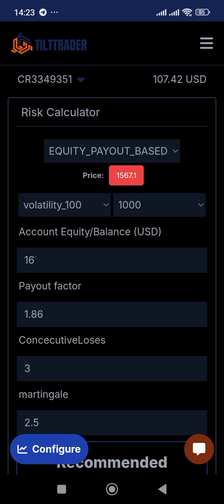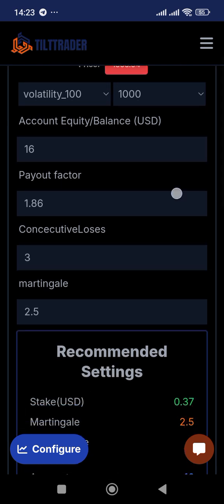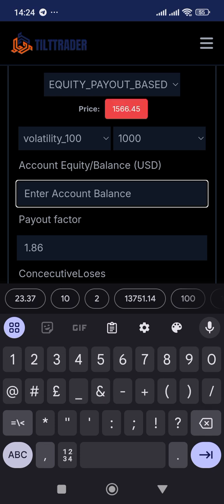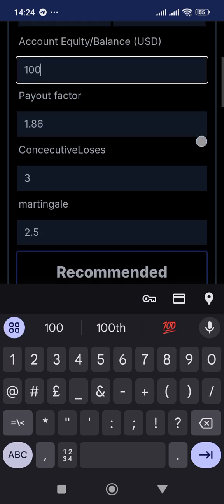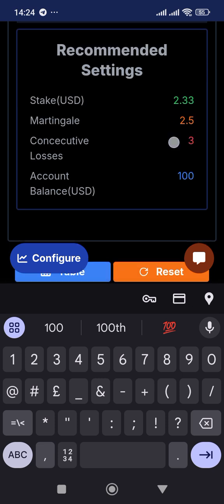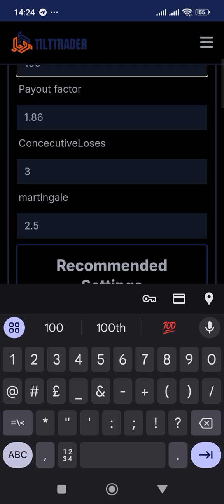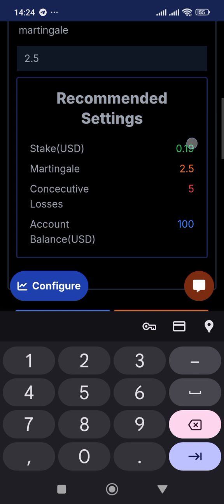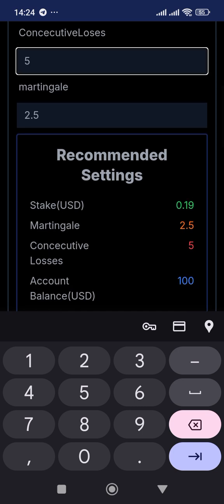And even on the risk calculator, say we have an account of $100 and we have 3 consecutive losses. That tells us that we can actually use the stake of 2.33 and still survive 3 consecutive losses. But if we increase the number of losses, let's say 5, we cannot survive. As you can see, this amount, you cannot even use it to trade. It's less than the minimum required by Deriv.